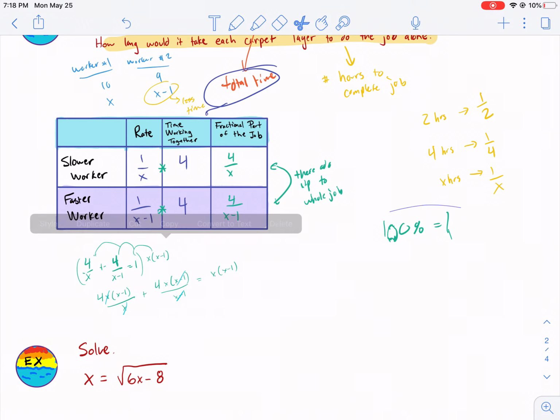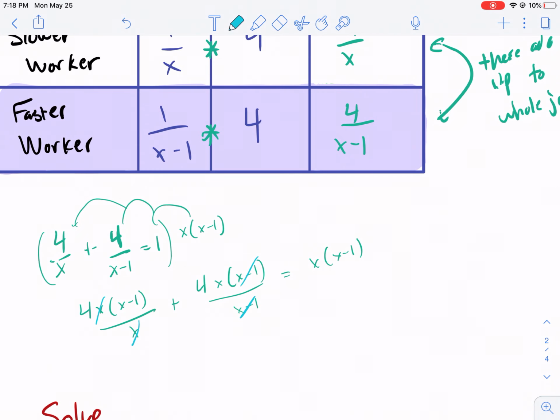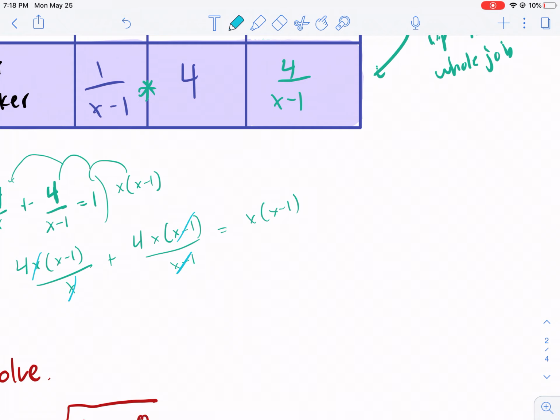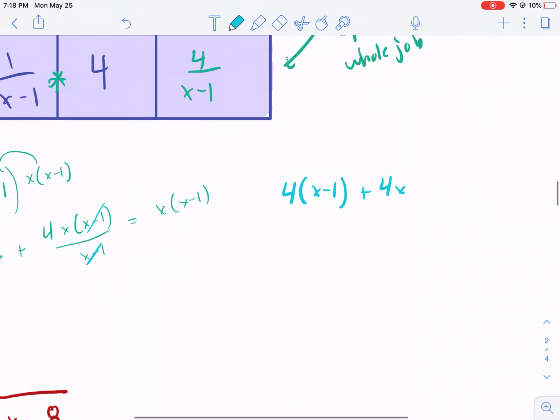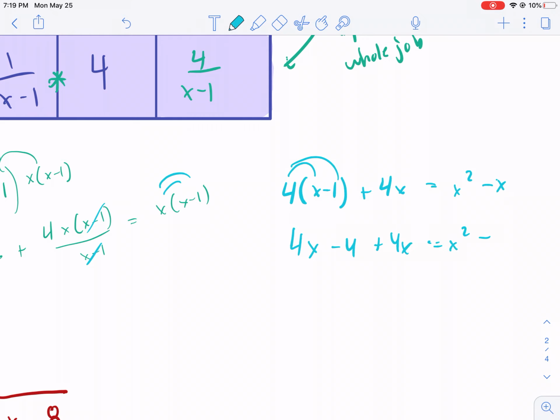Okay, let's move this thing over here. Okay, so then we're going to zoom in. Now we have 4 times x minus 1 plus 4x equals, I'm going to distribute here, x squared minus x. So we're going to have some sort of quadratic because we have x squared. So I'm going to distribute, get 4x minus 4 plus 4x equals x squared minus x.